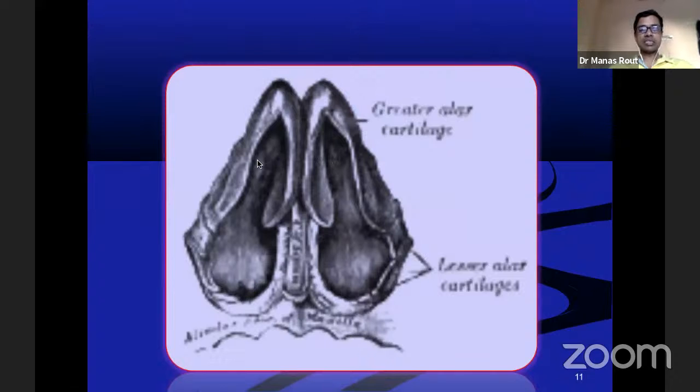Now you can see this is the alar cartilage, or lower lateral cartilage. Sometimes it is called greater alar cartilage. It's a U-shaped structure with medial crus, lateral crus, and dome. This side also has medial crus, lateral crus, and dome. So this gives shape to the tip of the nose, the lowermost part of the nose.